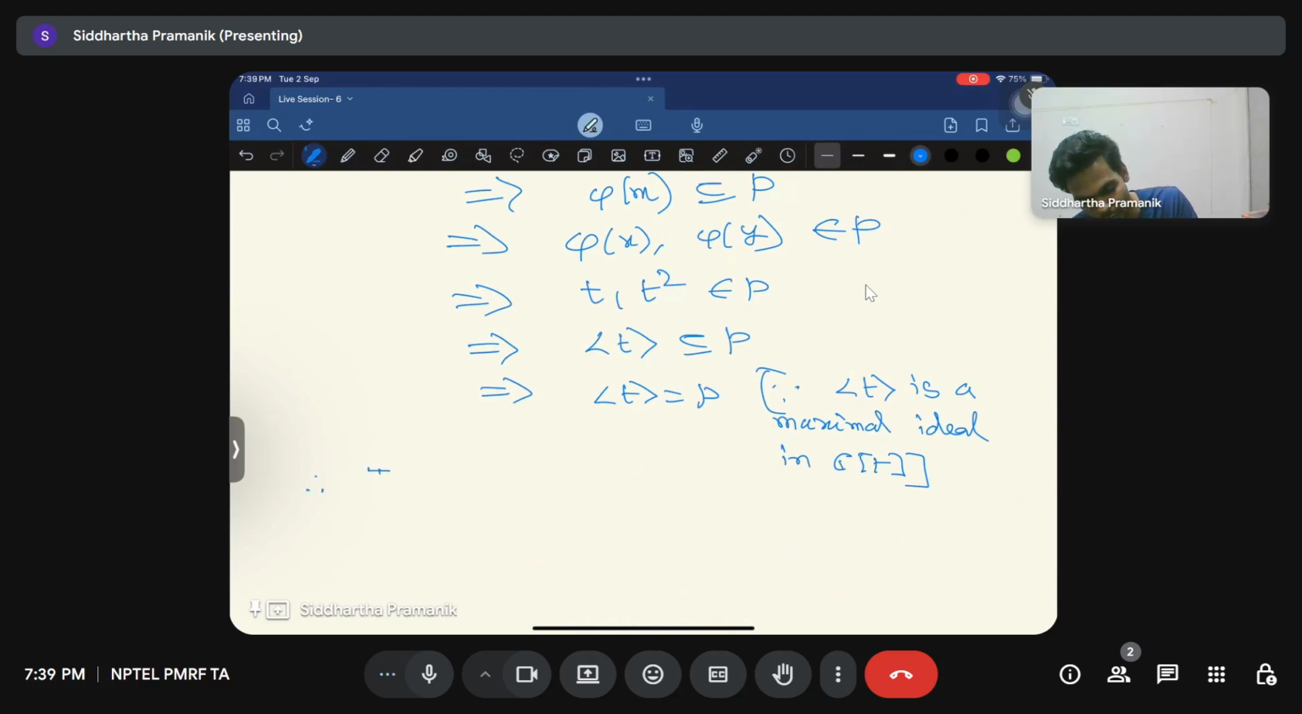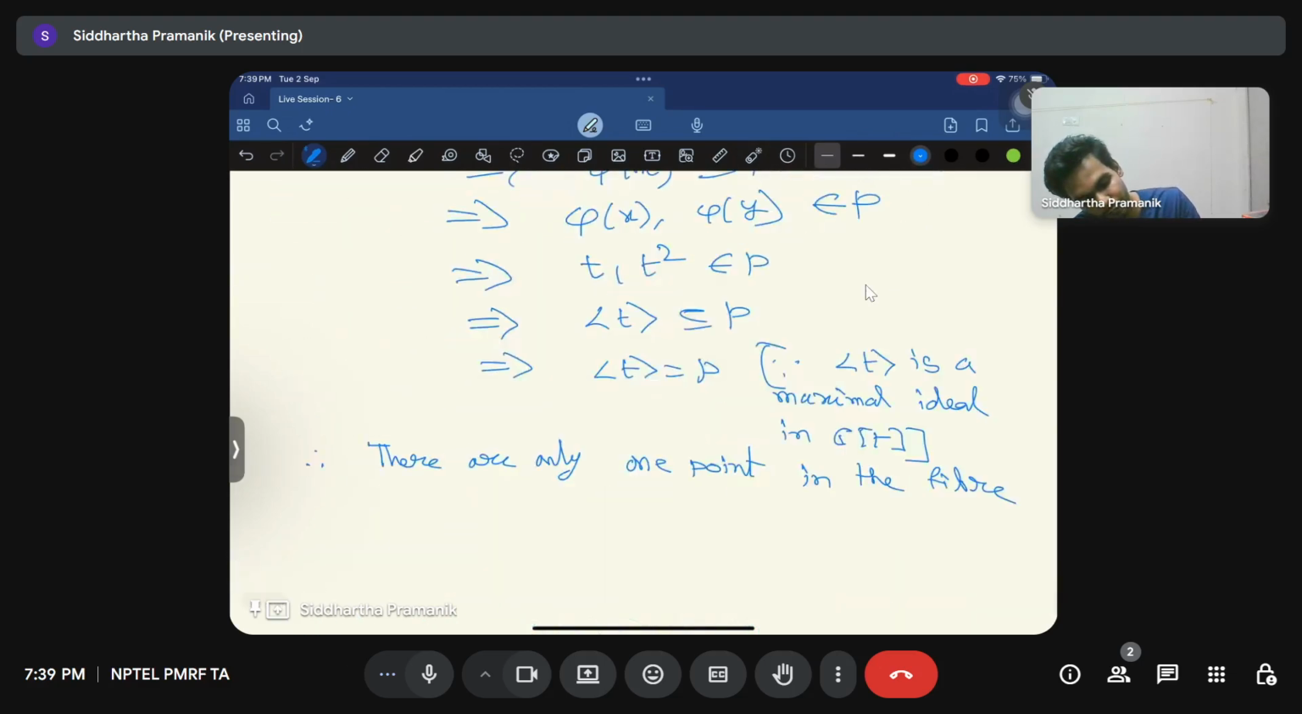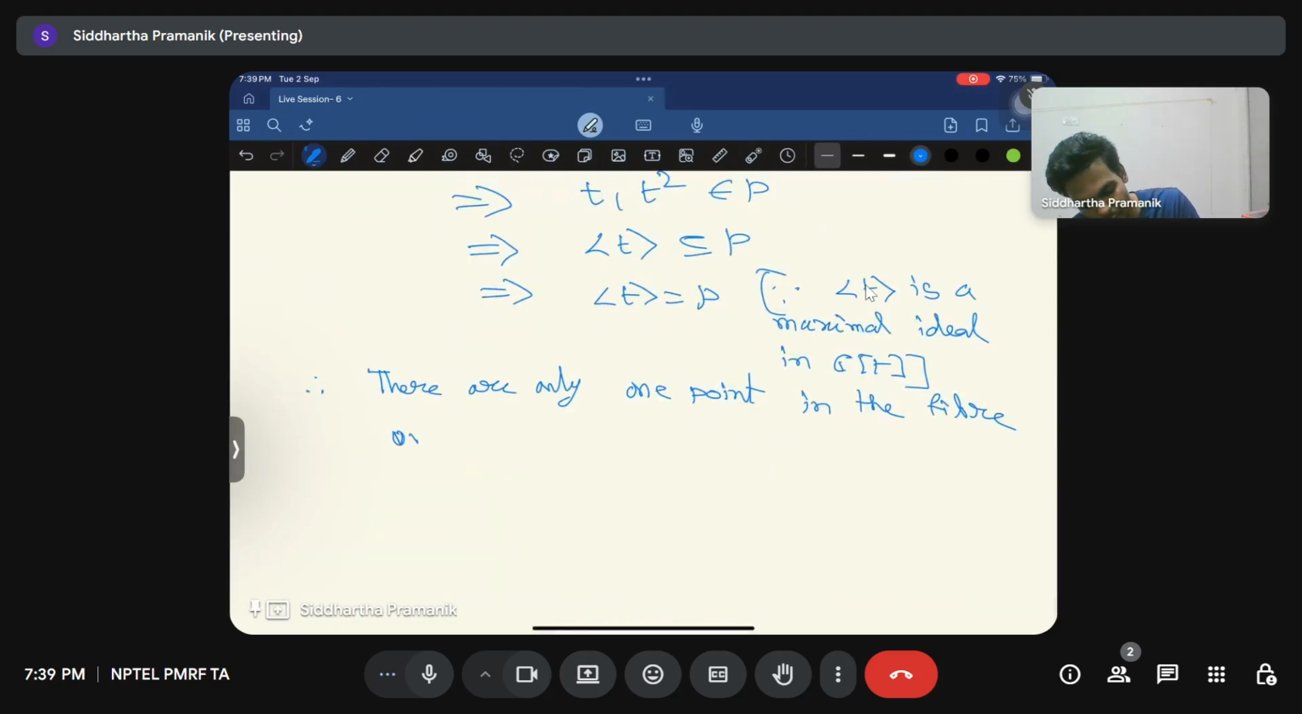So there is only one point in the fiber over (x, y). So this completes the solution of this problem.